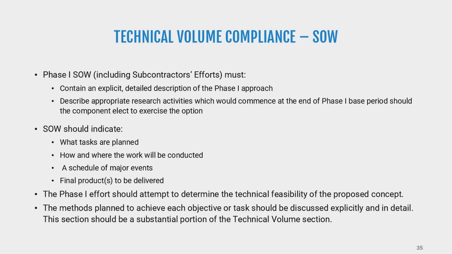So let's talk about the statement of work. Under the statement of work, you need to ensure that, number one, you talk about your detailed description of what you're going to do. So we all know that phase 1 is a feasibility study. How are you going to get there? You want to just talk about what are the research activities in phase 1, and then also thinking about phase 2.